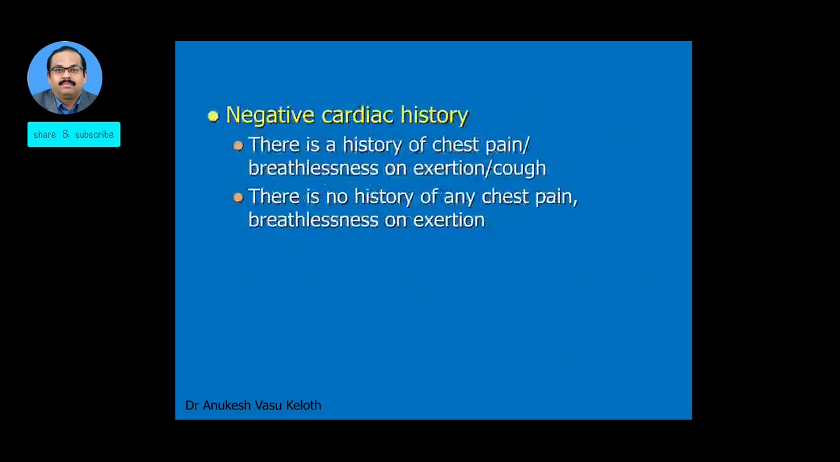Now, the next is negative cardiac history. Since you may have a few symptoms like difficulty in breathing and palpitation, we need to have a generalized negative history for the cardiac history. Similarly, we will later on deal with the pulmonary history as well. So there is a history of chest pain or breathlessness on exertion or cough. Or you can go ahead with this: no history of any chest pain or breathlessness on exertion. So that would rule out other cardiac conditions.